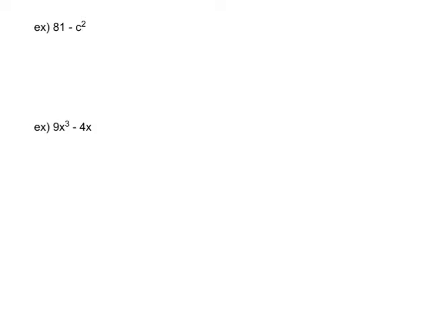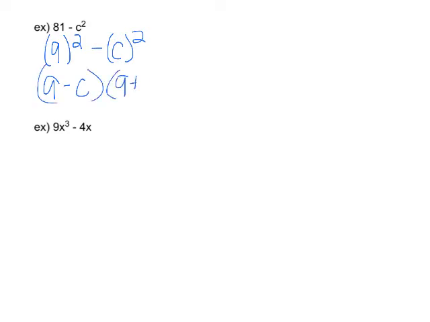So for our first example, I'm going to write as our differences of squares. So I'm going to have a 9 squared minus c squared. And then this is going to be rewritten as 9 minus c times 9 plus c. Make sure that you have one that's negative and one that's positive c so that our middle terms cancel out.